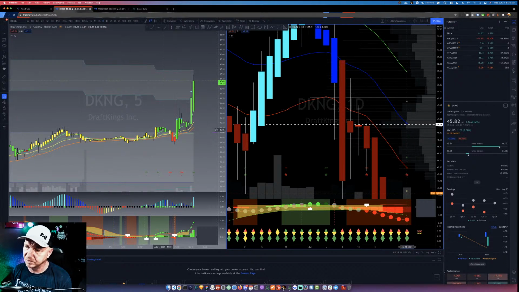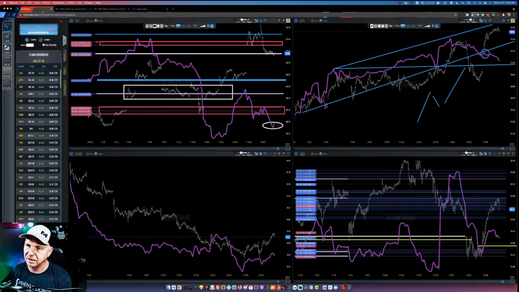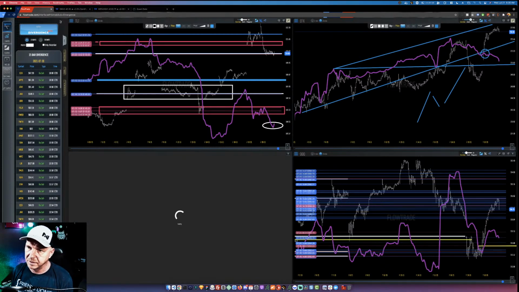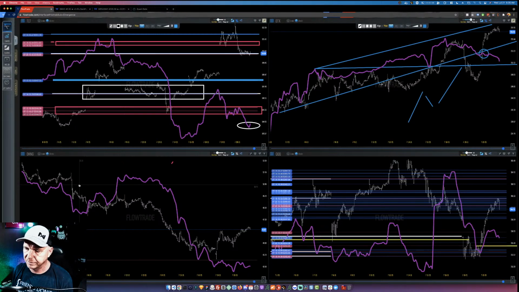Yeah, DraftKings is ripping up a buck already. Let's check it out on the Algo. I bet you the algorithm knew about this before we did. DKNG. Right. Load, load, load, load, load.